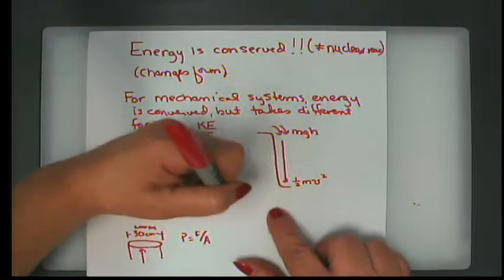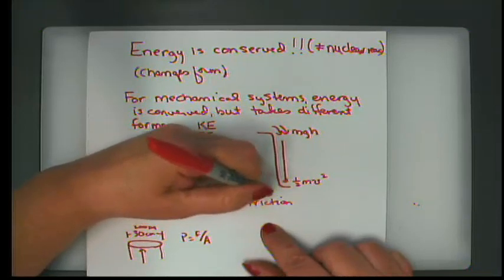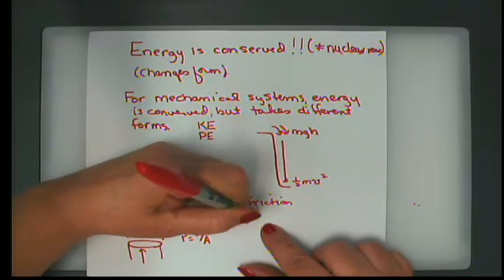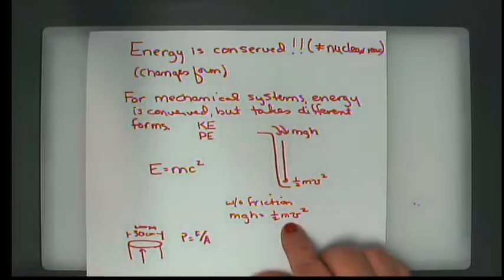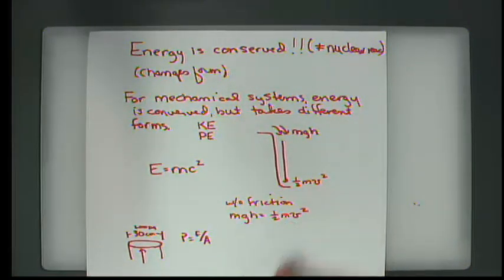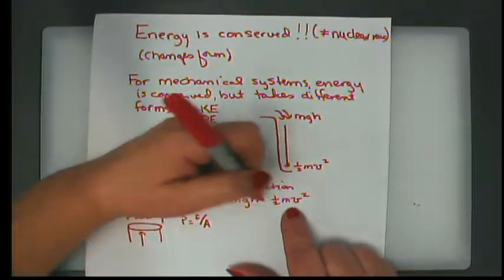So without friction, you can say that mgh is equal to 1/2 mv squared right before it hits the ground. When it hits the ground, the energy goes into changing the form of the object, into breaking it or splintering it or mashing it up or whatever. But 1 second before it hits the ground, this can be said to be true.